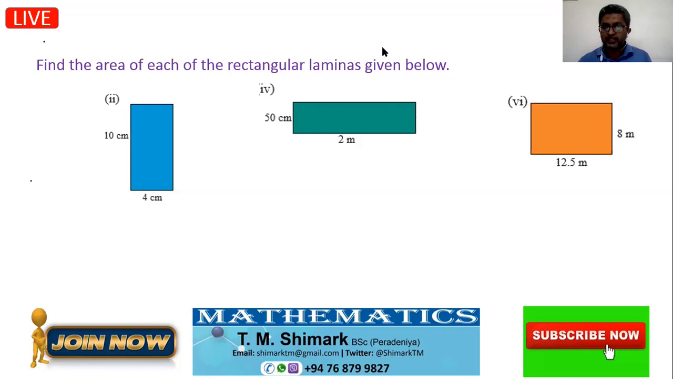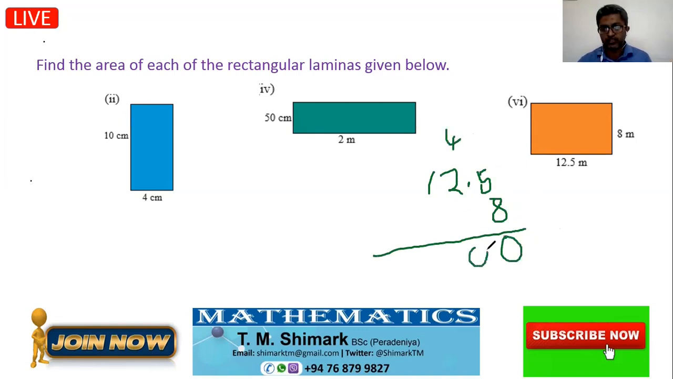12.5 into 8. How might you find it? Multiplying decimals, right? 8 into 5 is 40, 4 is remaining. 8 into 2 is 16 plus 4 is 20, 2 is remaining. 8 into 1 is 8 plus 2 is 10. One decimal place is there, so you count one decimal place and keep that.